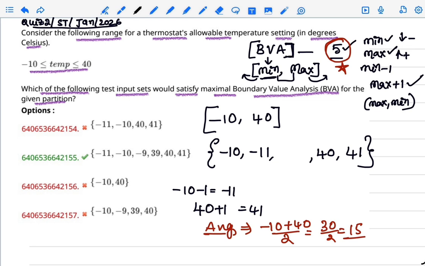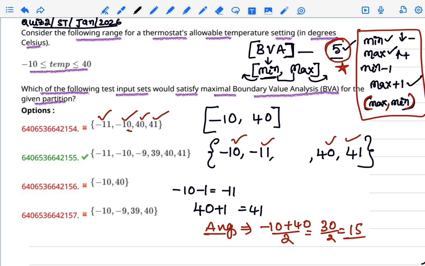For the first option, -11 is there, -10 is there, 40, 41 is there, but there is no middle value, right? You have to include a value between the minimum and the maximum value also. It's not there, so this option is incorrect.